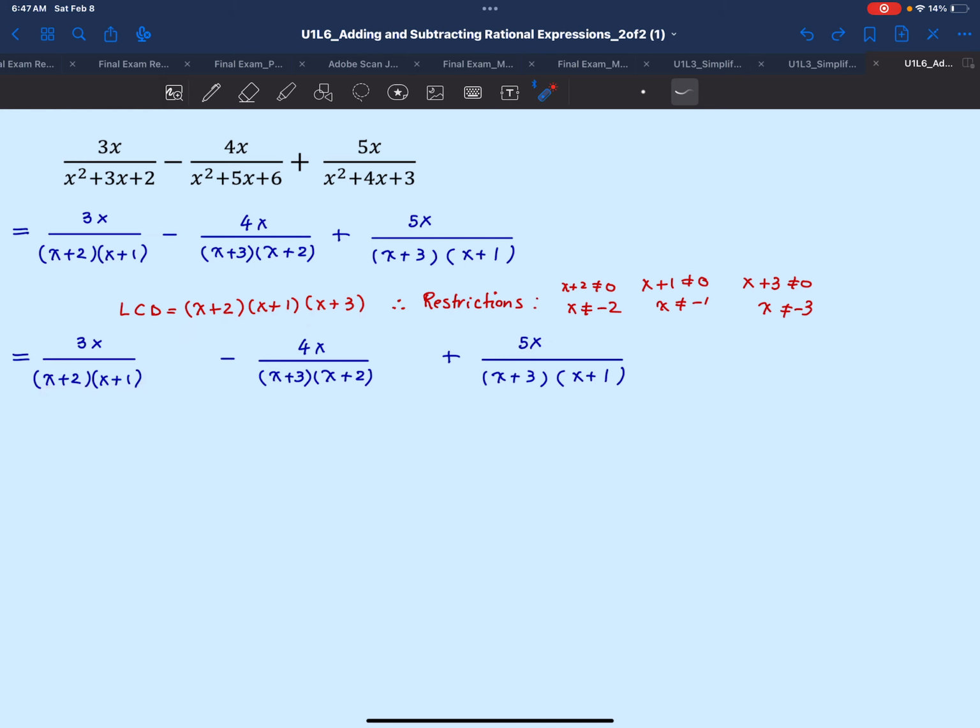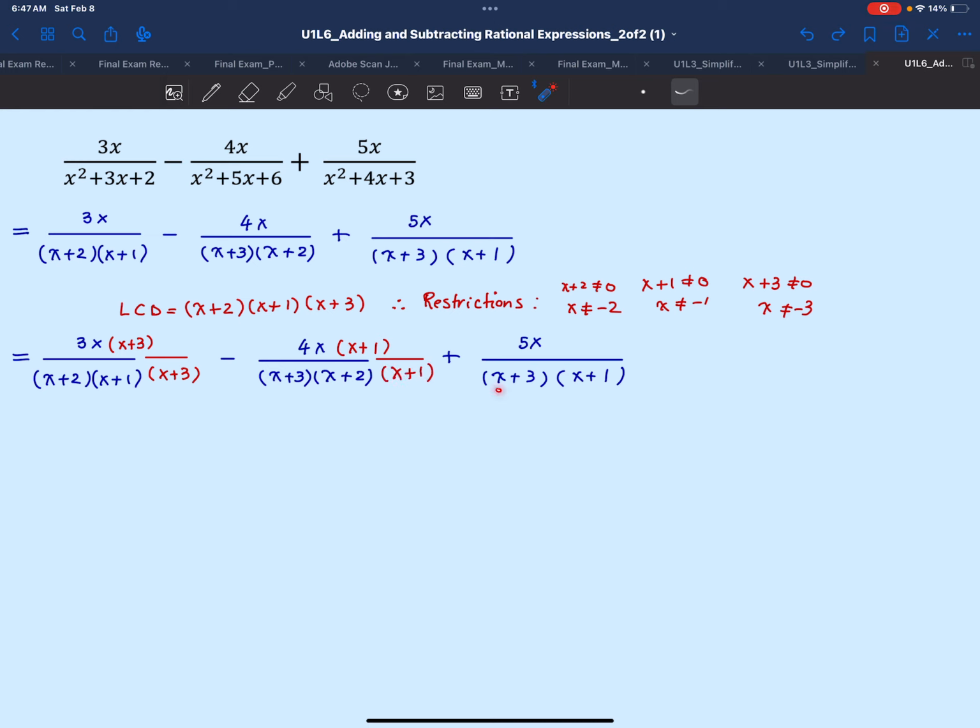So multiply both numerator and denominator by x plus 3. In the next rational term, we have x plus 3 and x plus 2. We're missing x plus 1. So we multiply numerator and denominator by x plus 1.